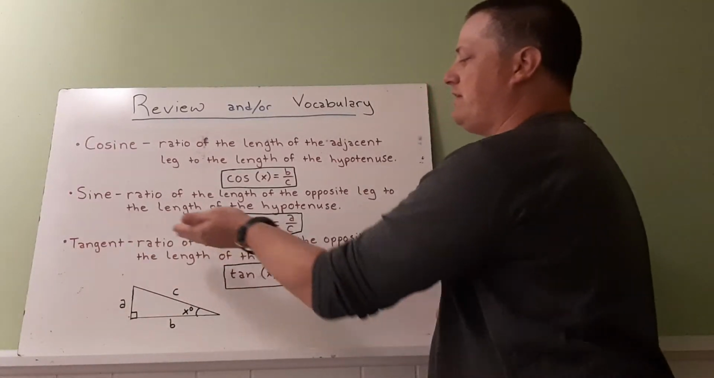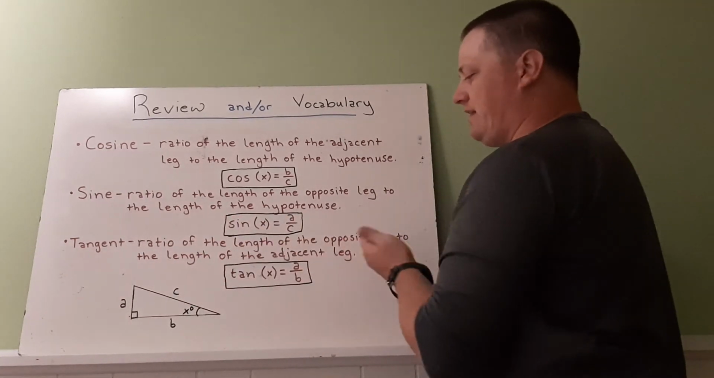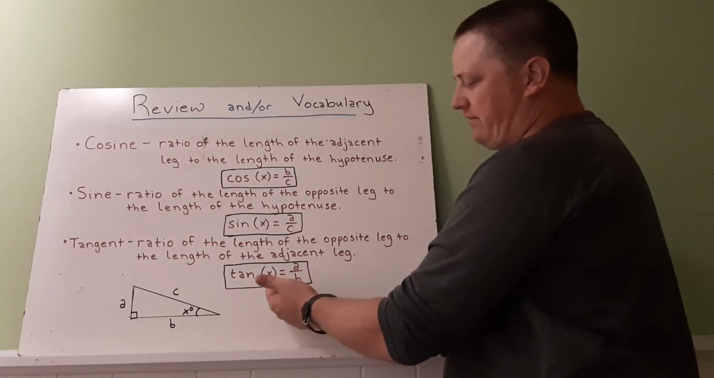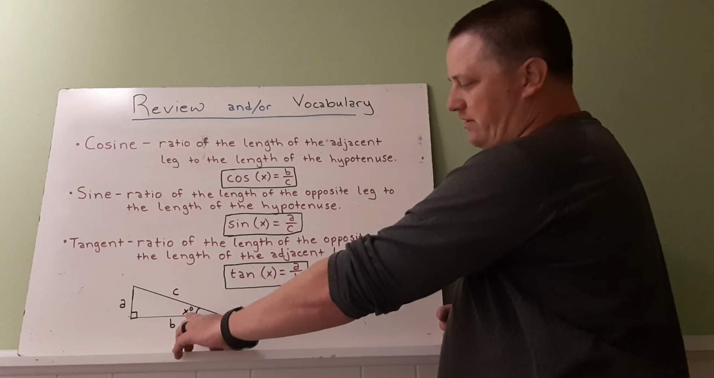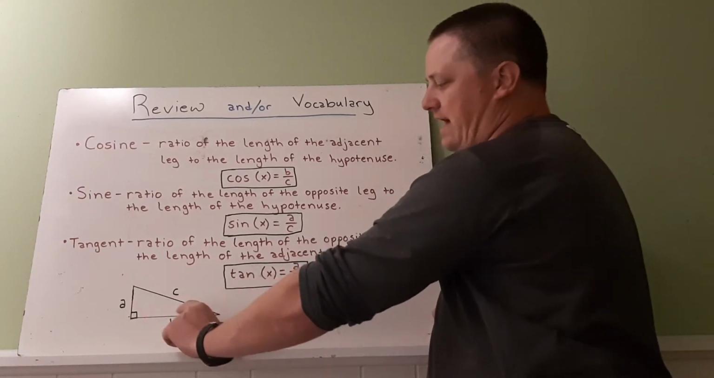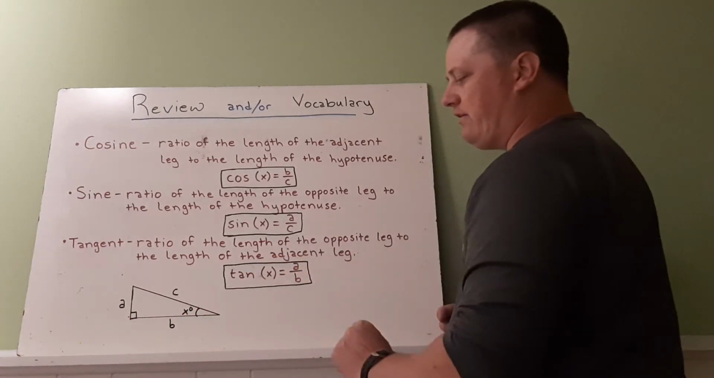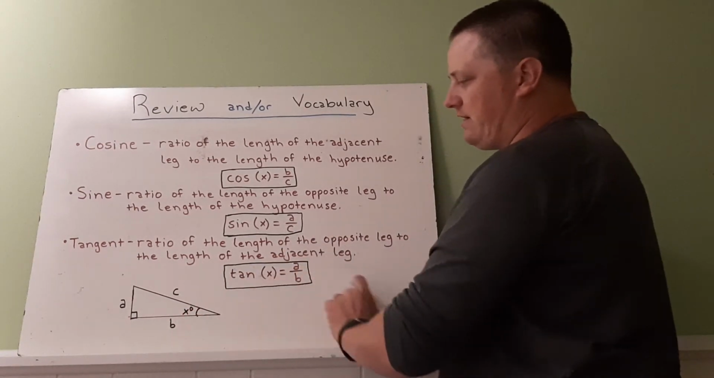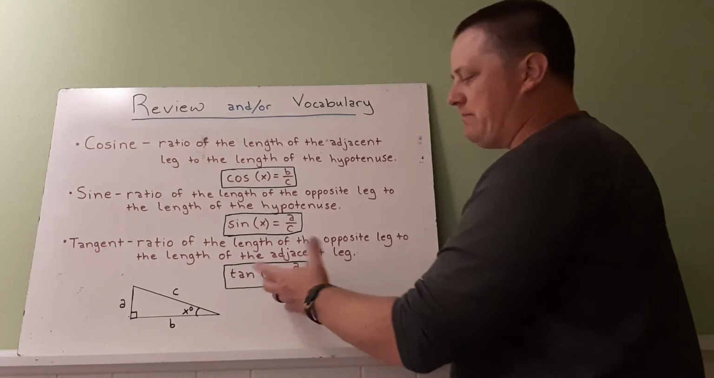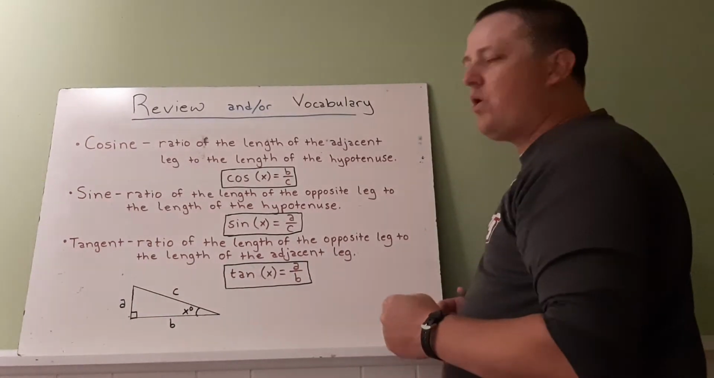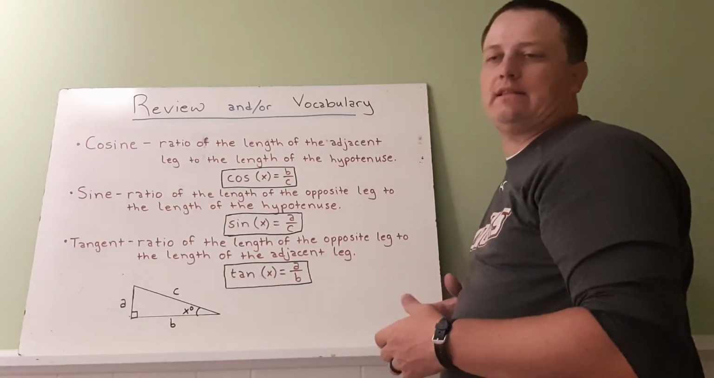Then we have tangent, the ratio of the length of the opposite leg to the length of the adjacent leg. So tan of x equals a divided by b. Our x is our degrees here. Our opposite leg is a, straight across from it. Adjacent is right next to the angle. So our x degrees goes here, our a would go on the top, our b would go on the bottom, and then that would make a true statement. We're going to learn how to use these ratios and what they tell us.